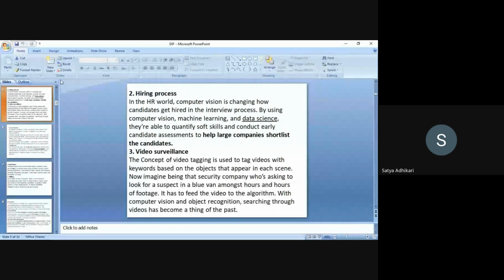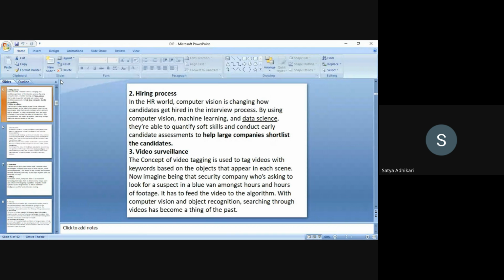The hiring process also uses this. In the HR world, computer vision is changing how candidates get hired in the interview process. By using computer vision, machine learning, and data science, they are able to quantify soft skills and conduct early candidate assessment to help large companies shortlist the candidates.